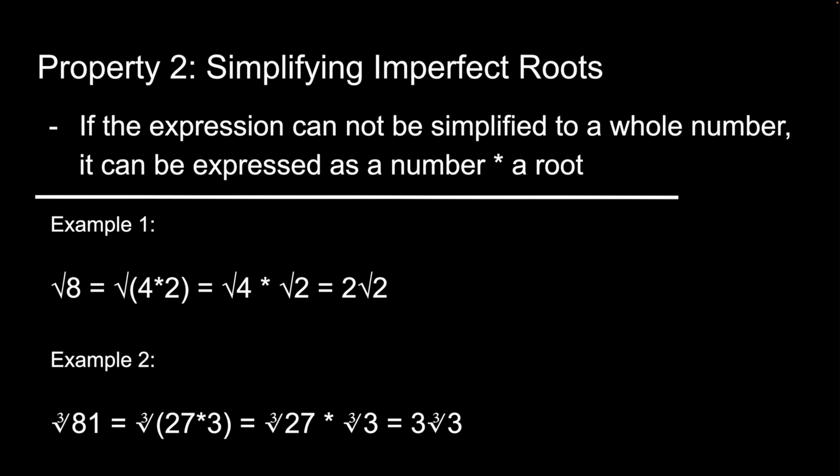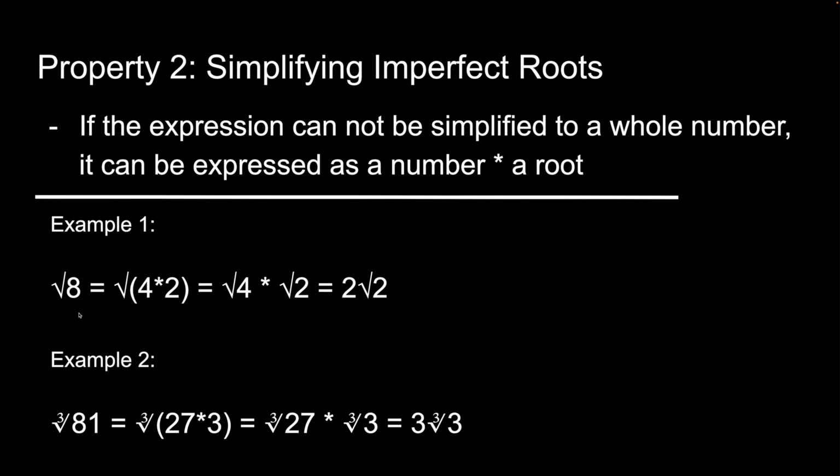Now let's look at the second property, which involves simplifying imperfect roots. If the expression cannot be simplified to a whole number, it can still be expressed as a number times a root. Here we have a few examples. So firstly, we have the square root of 8. Notice that the answer cannot be 2 because 2 times 2 is 4, and it cannot be 3 either because 3 times 3 is 9. So it must be somewhere between 2 and 3, which is not a whole number.